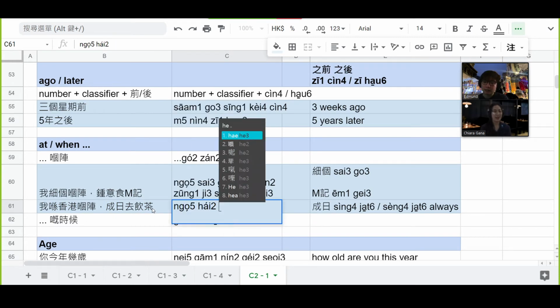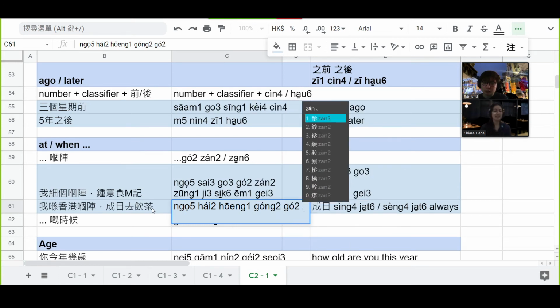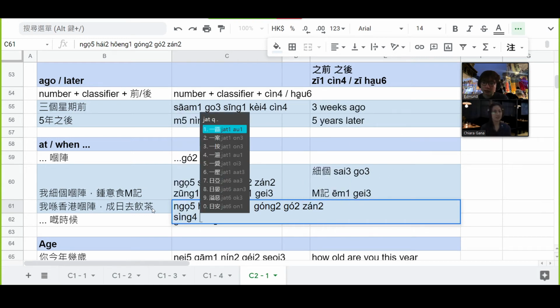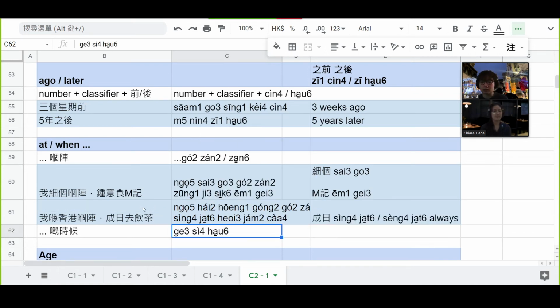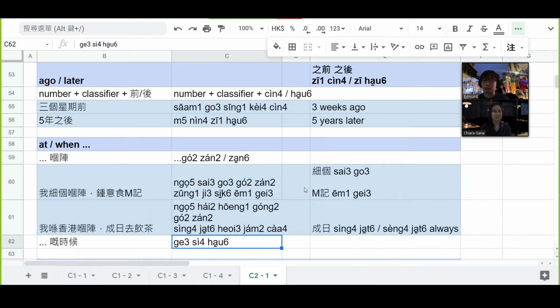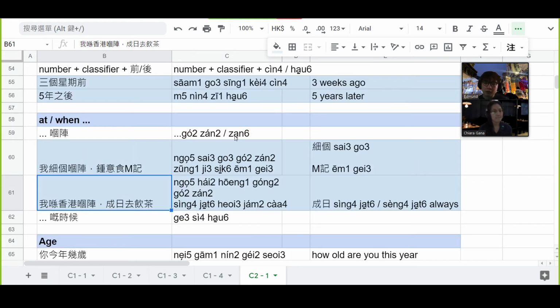我喺香港嗰陣成日去飲茶. Or there is another way to say the same thing. 嗰陣, some people say 嘅時候. It's just the same thing, there is nothing different. You can say 我喺香港嘅時候成日去飲茶. 我細個嘅時候中意食 M 記. There is no difference at all, and of course this one is shorter, so people might say this more often.